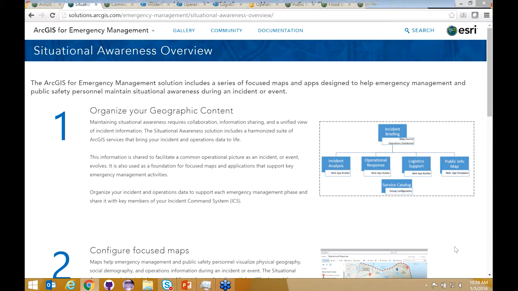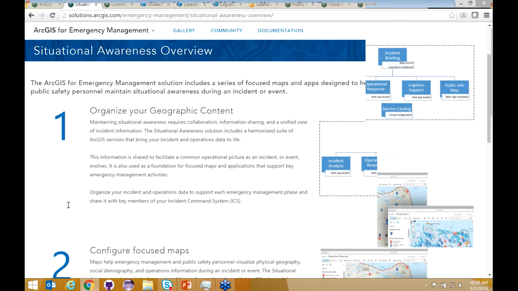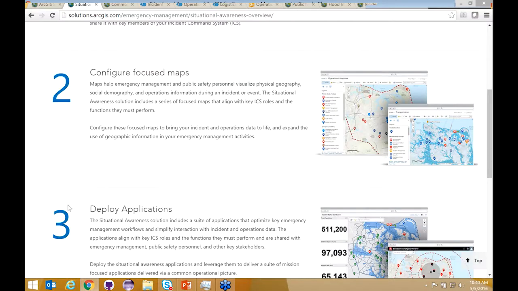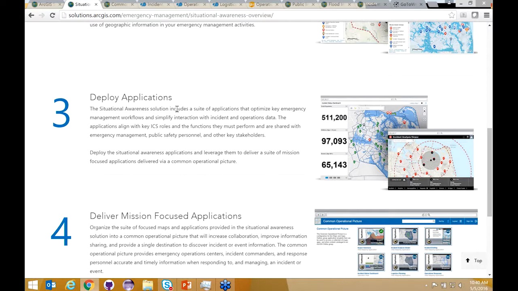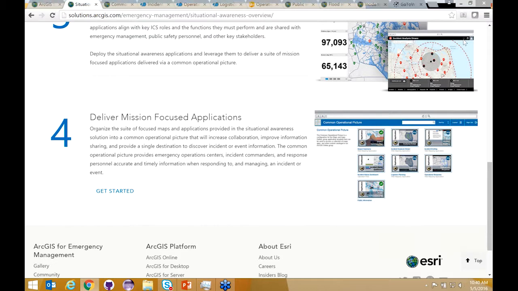The second thing I would say to that is Esri has a large collection of data. The live feeds is one of them, but we have a number of different data sets that you guys can utilize should you need to augment the authoritative content that you would normally use in your response. So that's step one. Step two is configuring the focused maps. So it's really understanding what the ops chief or the ops folks need in the wake of a response, what logistics needs, and really creating those focused maps that ultimately allow you to deploy those focused applications organized around the ICS. And then the fourth thing is delivering those mission-focused applications.